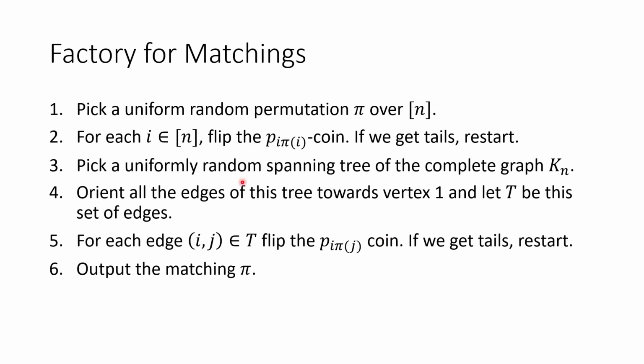And somehow, this set of steps between 3 and 5, where we look at not only a random permutation, but in addition to that, a random spanning tree on top of this permutation, is also important to correct the marginals of pi.